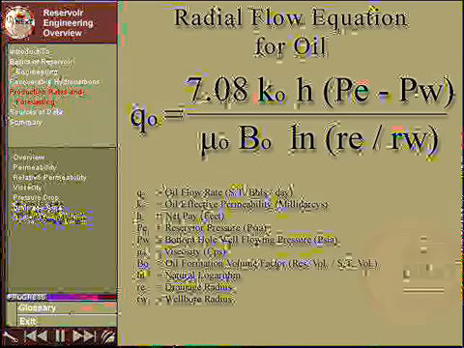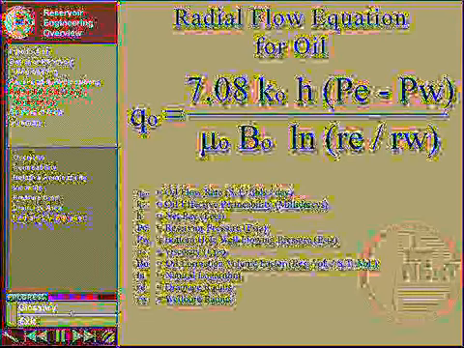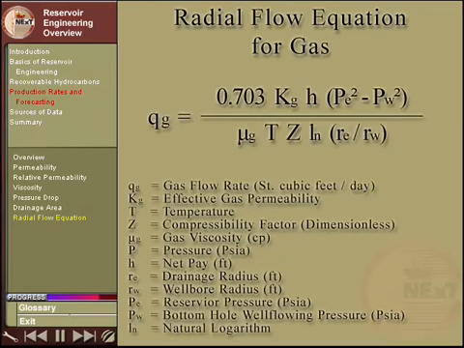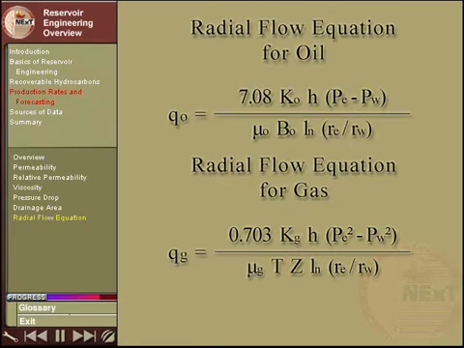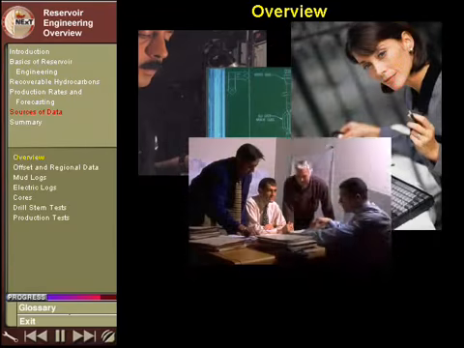In this section on production rate forecasting, we have learned about a number of physical characteristics that are used in determining production rate. Presented here is the radial flow equation for oil, and this is the radial flow equation for gas. You can see from the equations how the parameters are used in calculating flow rate. This equation, the radial flow equation, is one of the key equations used in the estimation of flow into a wellbore.